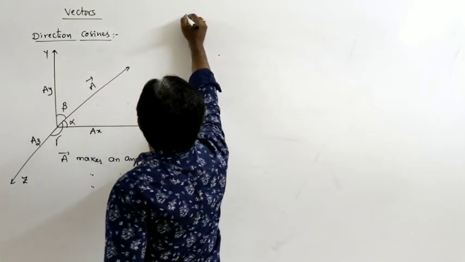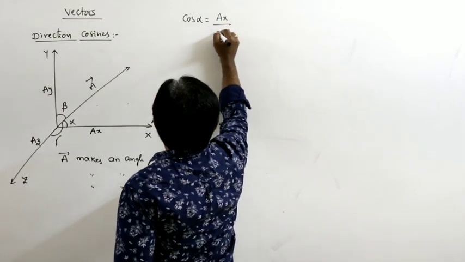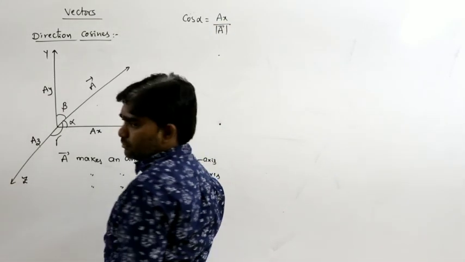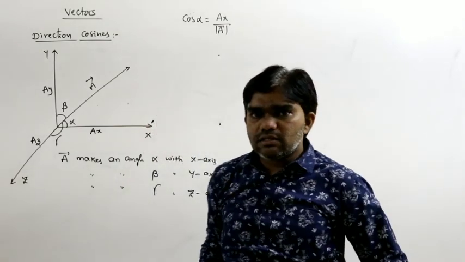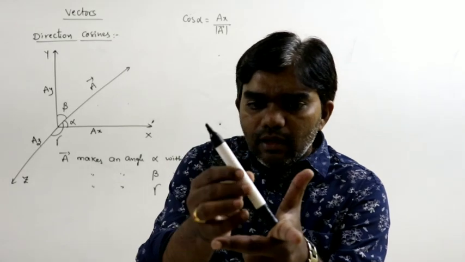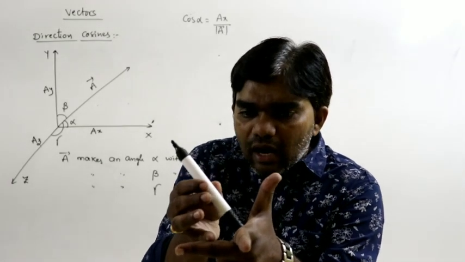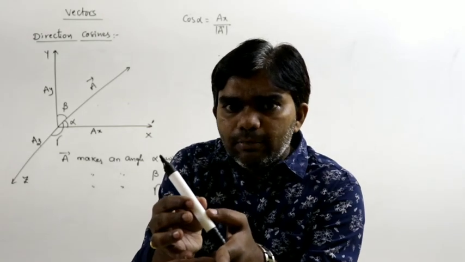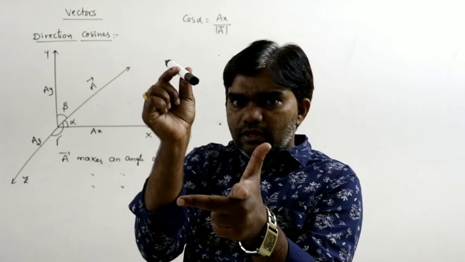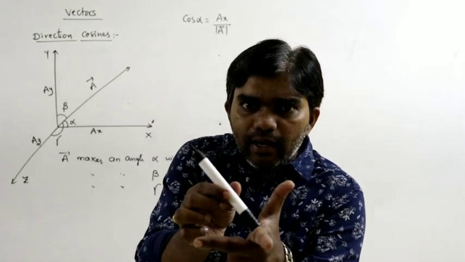So, from this we can write cos alpha is equal to Ax by modulus of A bar. Magnitude is generally the modulus. So, this is the vector A bar. Here I am writing this is the x axis, A making an angle alpha. Cos theta formula: adjacent side by hypotenuse. Here for these three axes the hypotenuse is only this one. Cos alpha can be written as adjacent divided by hypotenuse.